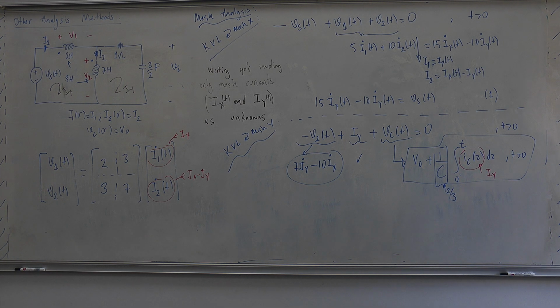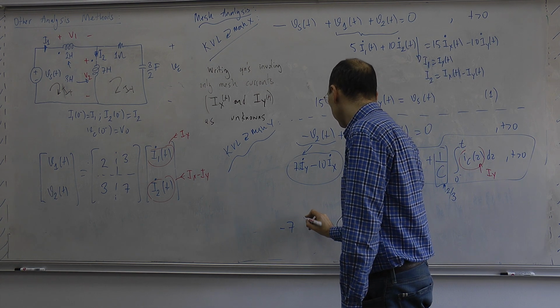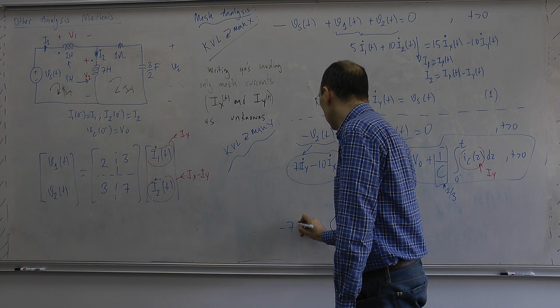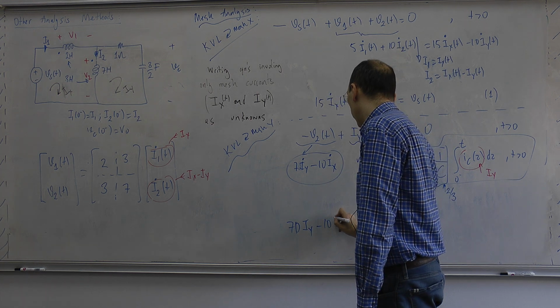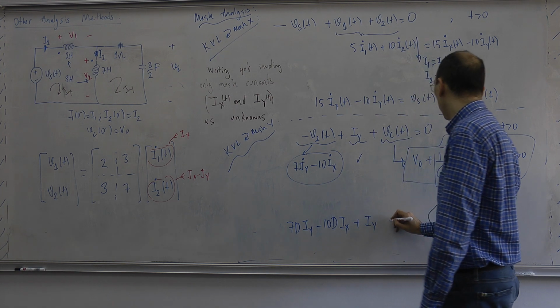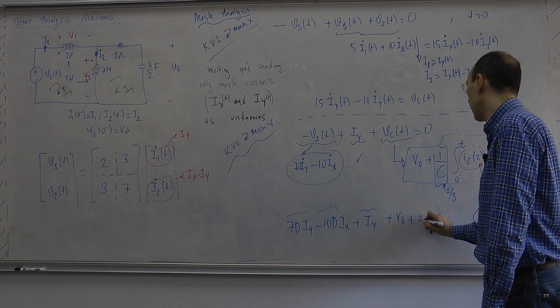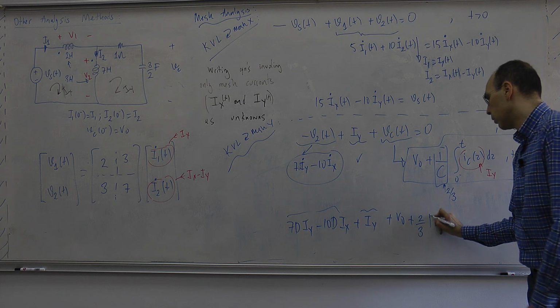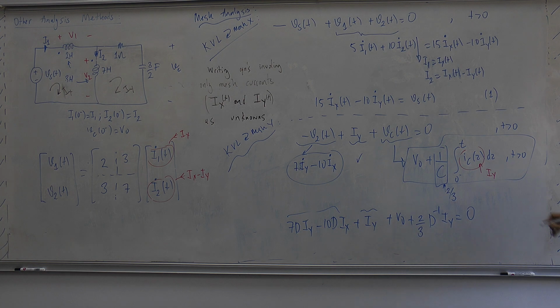Okay. So if I write my second equation then, my second equation is minus 7, sorry, plus 7 diy, let's use d notation, minus 10 dix plus iy plus v naught, so this is plus 2 over 3, and I would like to use d inverse notation, d inverse iy. So this is equal to 0. This is my second equation. Okay. So this is the end.